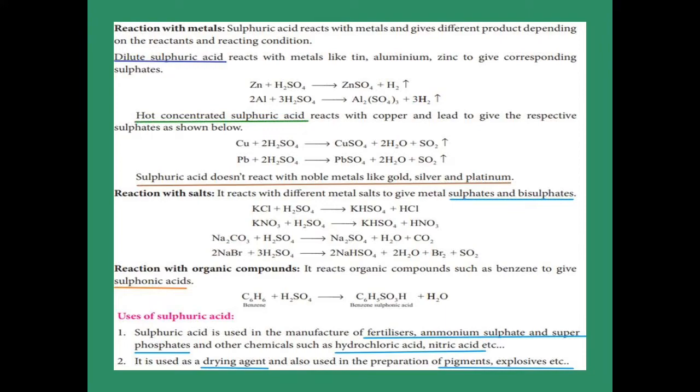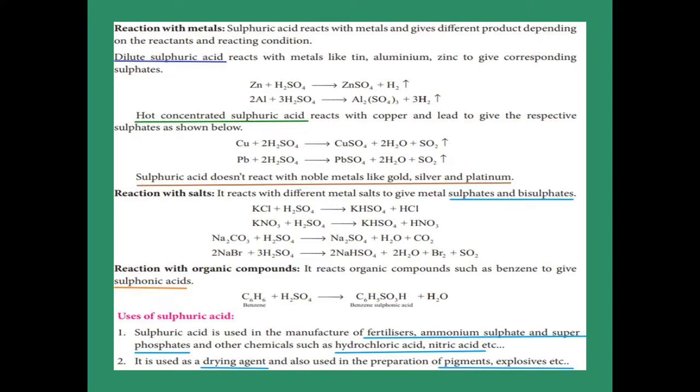The next one, sulfuric acid does not react with noble metals like gold, silver and platinum. And when sulfuric acid reacts with a metal salt, it gives sometimes sulfate, sometimes bisulfate. Let's see the example. First one, potassium chloride salt is reacted with sulfuric acid. Split the sulfuric acid as H plus HSO4 minus and potassium chloride as K plus Cl minus. So K plus reacted with HSO4 minus gives KHSO4 and then H plus reacted with Cl minus gives HCl.